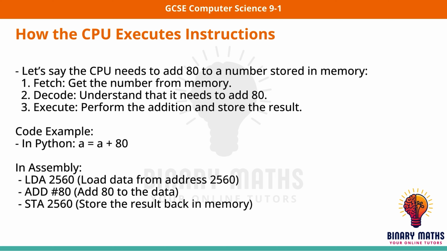In a programming language like Python, it might look like what you can see on your screen. A equals A plus 80. But in assembly language, which is closer to what the CPU understands, it would be broken down into smaller steps, like load the number from memory, add 80 to it, store the result back in memory. This is how the CPU processes even the simplest of instructions.